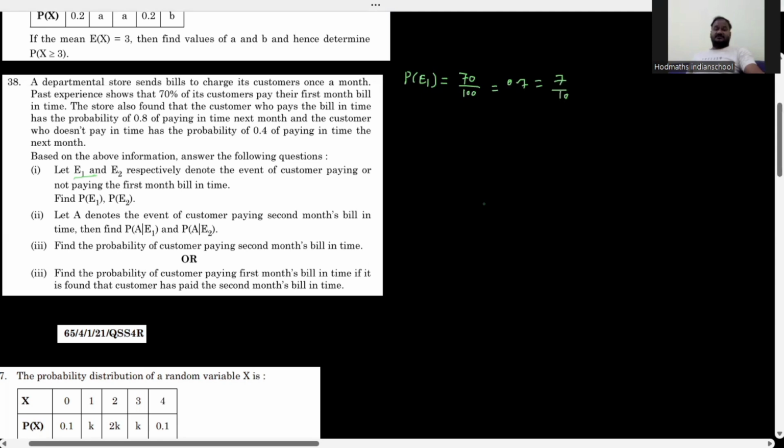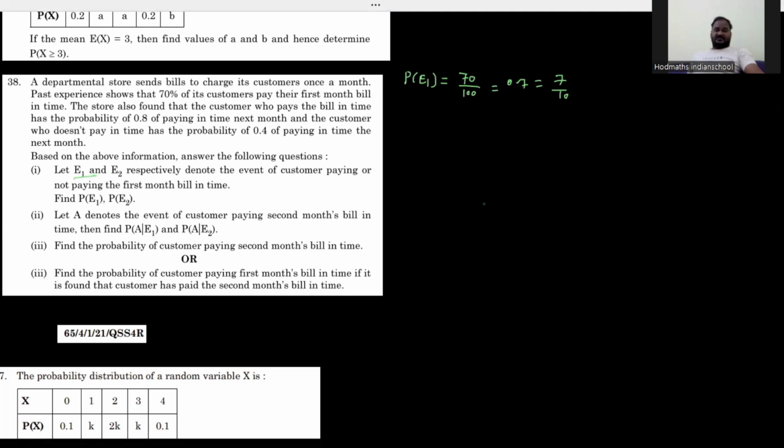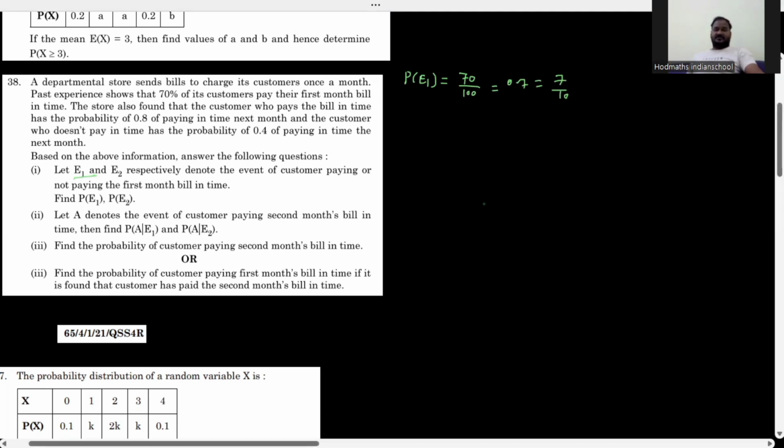This is the probability of customers paying the first month bill. 0.7, already all of them are given in points, so it is 0.7. Then what is the probability of E2, not paying the first month bill in time? It is nothing but 1 minus 0.7. What is 1 minus 0.7? It is going to be 0.3.